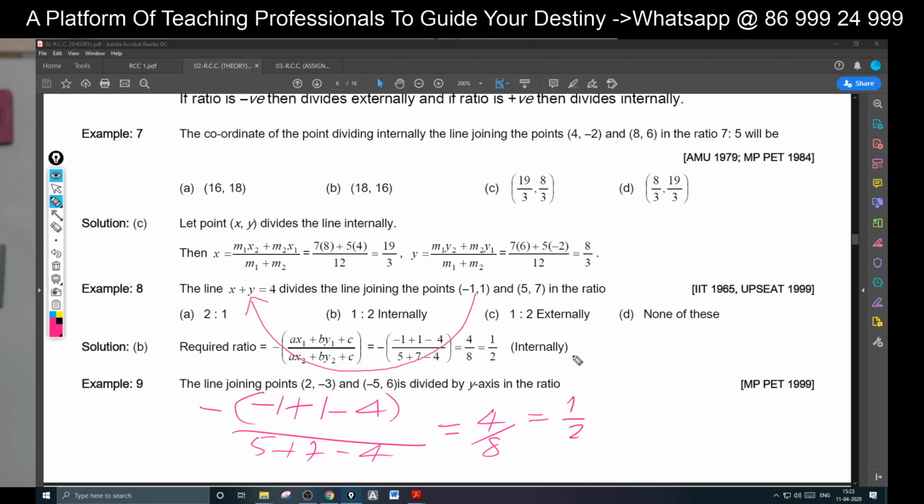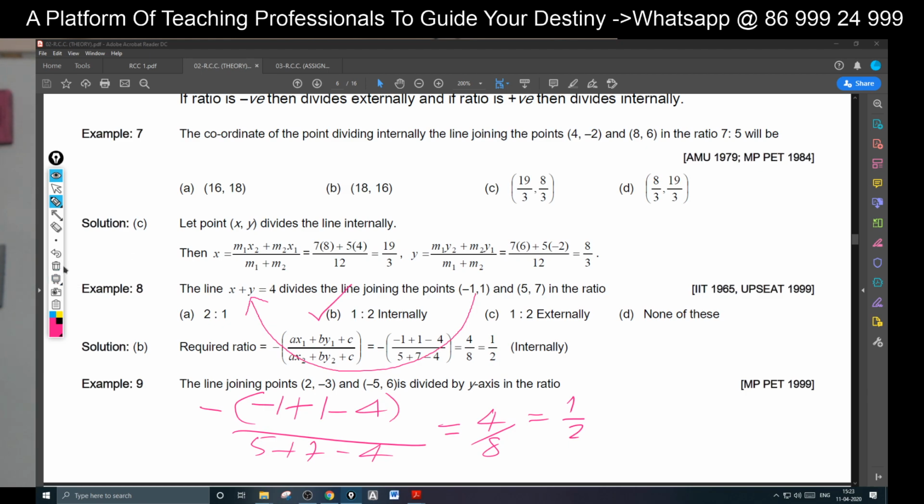And I said without putting the pen on the paper, but I wrote on the paper. But you can count it. You have to develop that mind calculation always to be successful in the objectives. So how to do that? Substitute this point directly. Take the value. What is it? Minus 1 plus 1, 0 minus 4. So you got minus 4 by substituting this point. And by substituting this point, 5 plus 7, 12 minus 4, 8. So it is minus of minus 4 by 8. It is 1 by 2. So 1:2 internally. Like that it is.